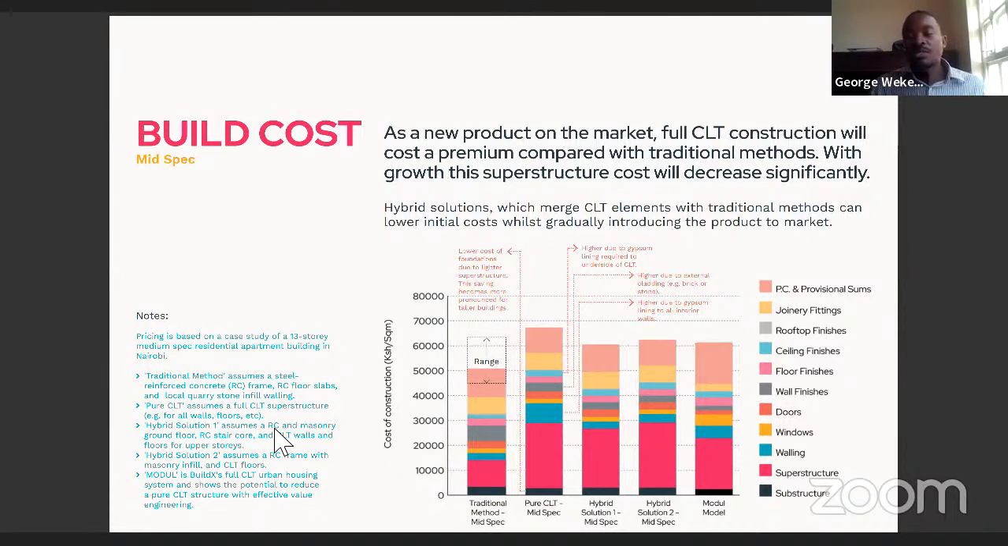So you don't do everything out of CLT or mass timber. You substitute certain elements, like the core being in concrete, as well as the ground floor. And in the other hybrid solution, the one on the right here, you assume a reinforced concrete frame with masonry infill, but only have the CLT on the floors. So there are different solutions you can think about, because also, as Felix mentioned before, we're not saying CLT is coming to substitute the materials that are traditionally being used. It's coming to complement them. Because they also have their strengths and weaknesses, so working with the materials and understanding where they actually fit in the structure is the best way to go.